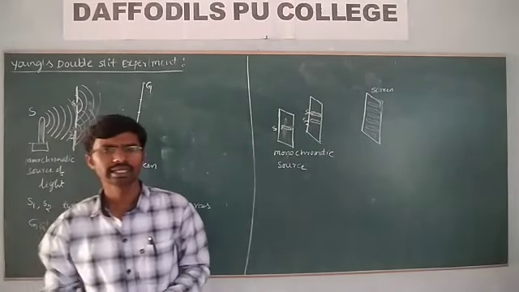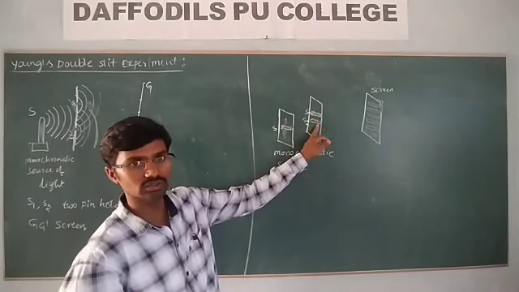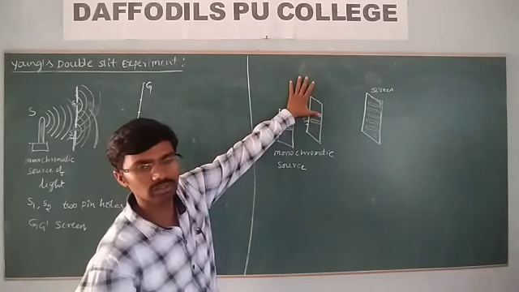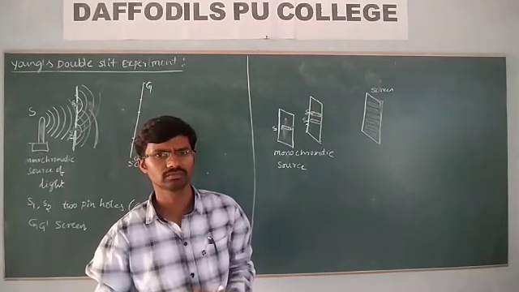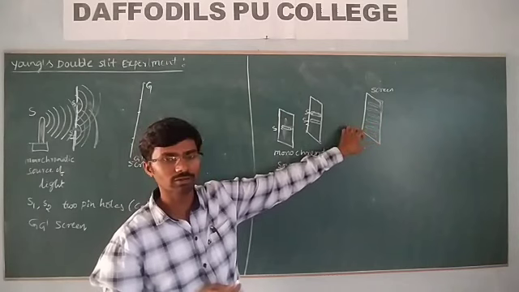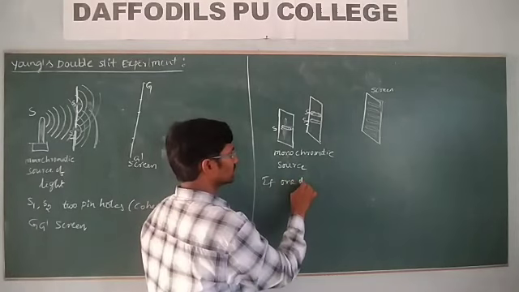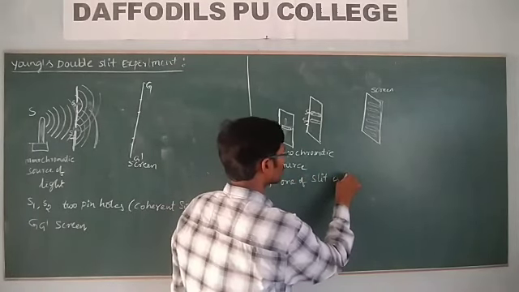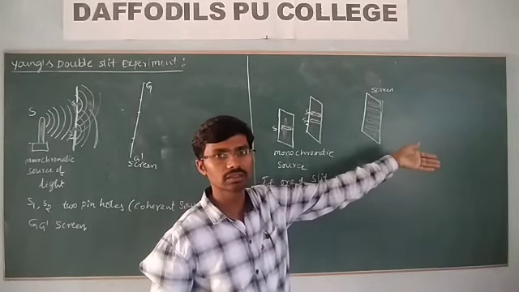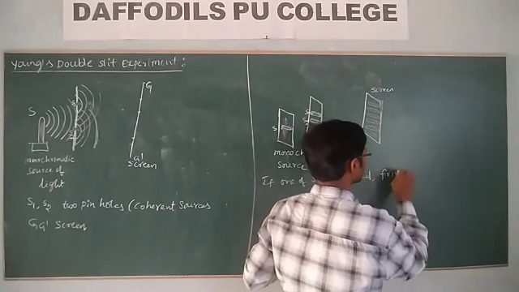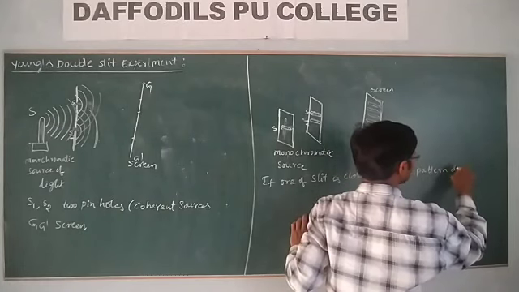Okay. Here, for example, if we have two sources S1 and S2, and you close one of the switches, then what will happen? These fringes will disappear. That means if one of the switches is closed, these dark and bright fringes will disappear. The fringe pattern will disappear.